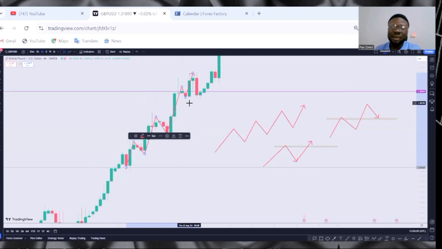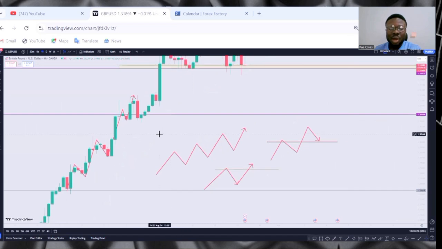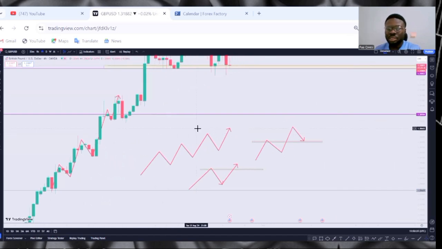After identifying the trend, the next step is to find the entry. You get it? The next is to find an entry. So after identifying the trend, how are you going to find an entry? Usually you have to buy on support and resistance levels. You have to buy on strong areas of interest.